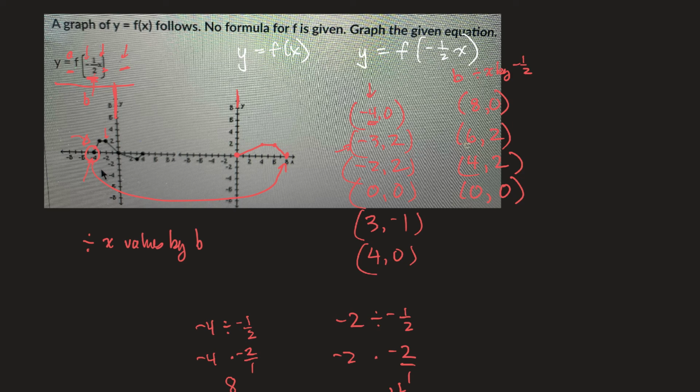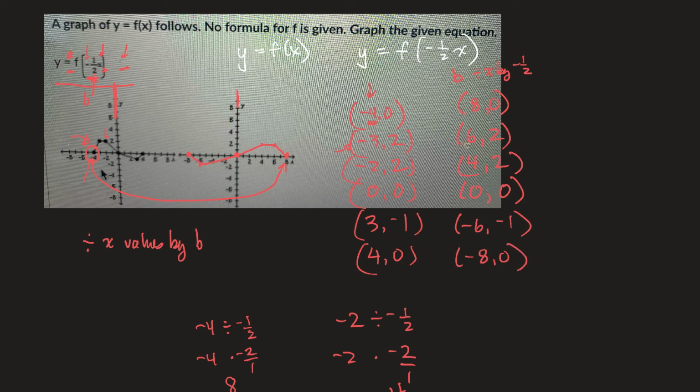Next point, 3 divided by negative 1/2 would be a negative 6. So negative 6 and negative 1. Negative 6 and negative 1. That's that point right about there. And then the last one, 4 divided by negative 1/2 will be a negative 8. So negative 8, 0. Negative 8, 0, right there.